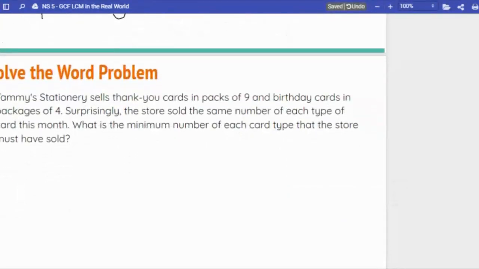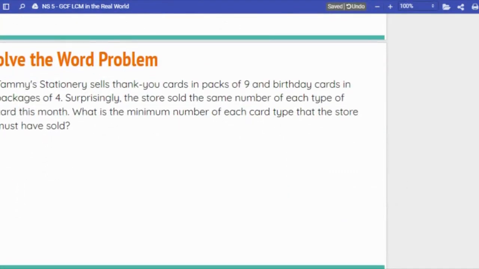Hey, let's try another one. Tammy's Stationery sells thank you cards in packs of 9 and birthday cards in packages of 4. Surprisingly, the store sold the same number of each type of cards this month. What is the minimum number of each card type that the store must have sold? Hey, we got to find our keyword. And in this case, minimum number sounds just like minimum and least. So we are going to find our least common multiple.